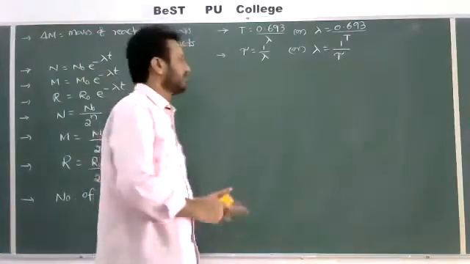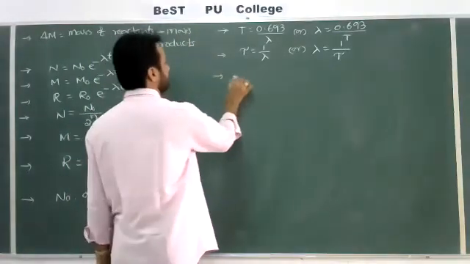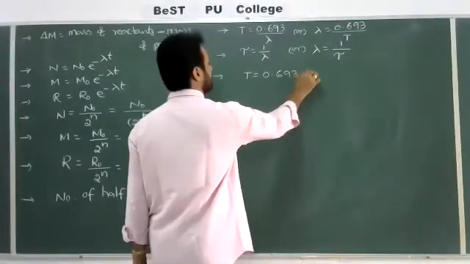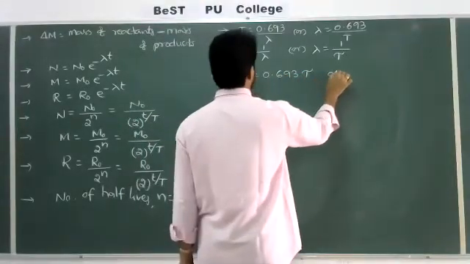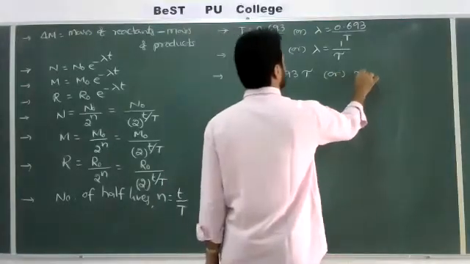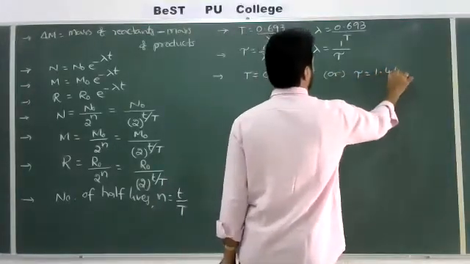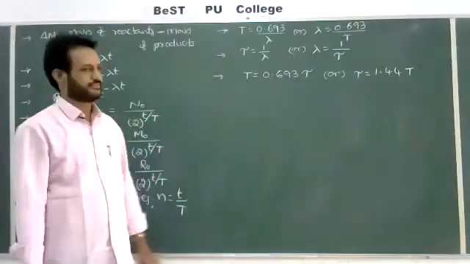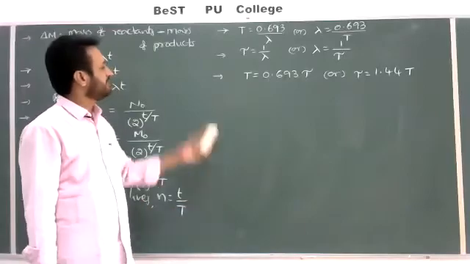The relation between half-life and mean life we also know. So T is equal to 0.693 into tau, correct? Or tau is equal to 1.44 into T. This is the half-life, mean life relation. You should write the half-life and mean life relation.